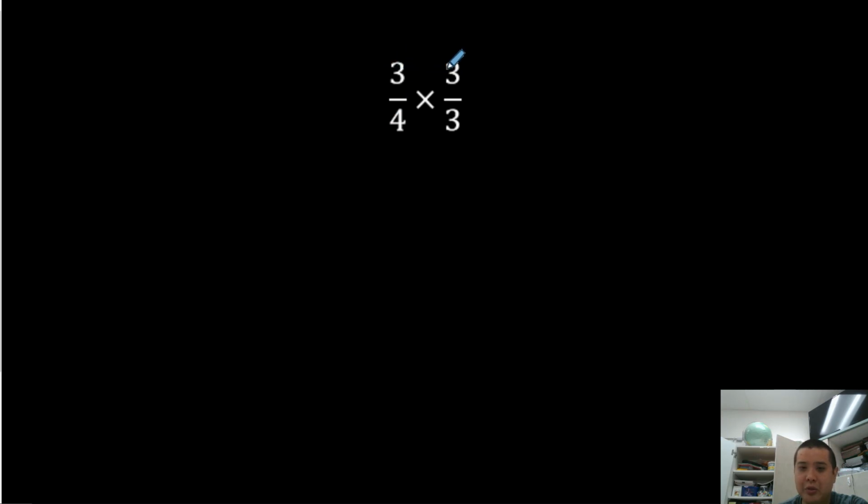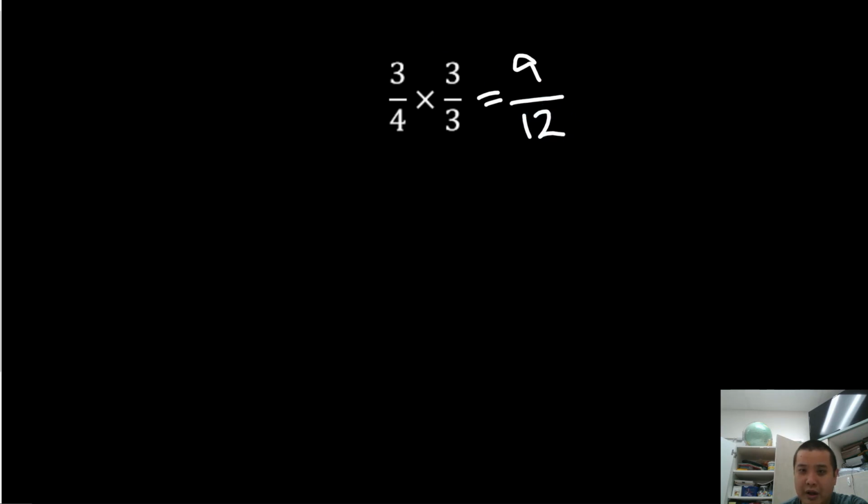If we want to multiply these two fractions together, what we need to do is simply multiply the numerators, this 3 and this 3, together to get us 9. So 3 times 3 equals 9. And then we simply do this part down here. 4 times 3 is 12. So we get 9 over 12.